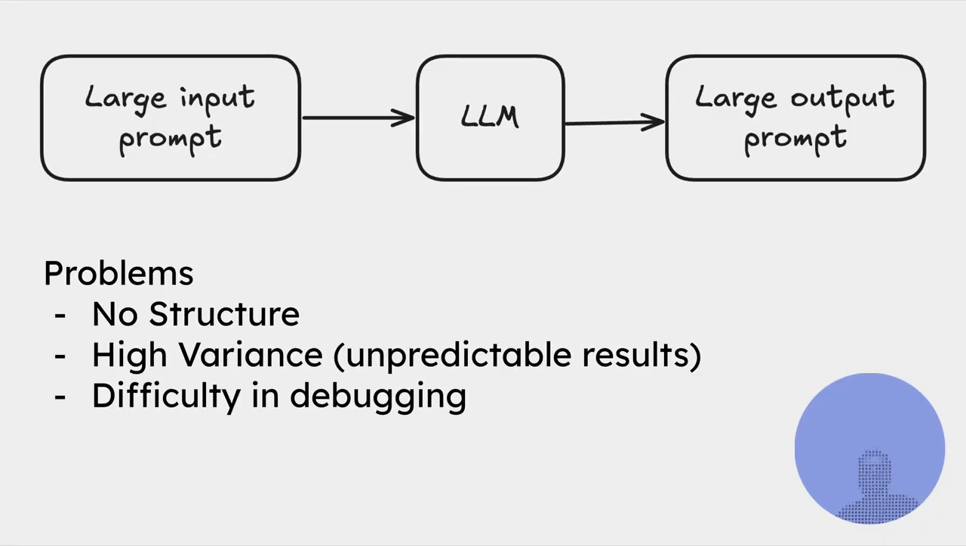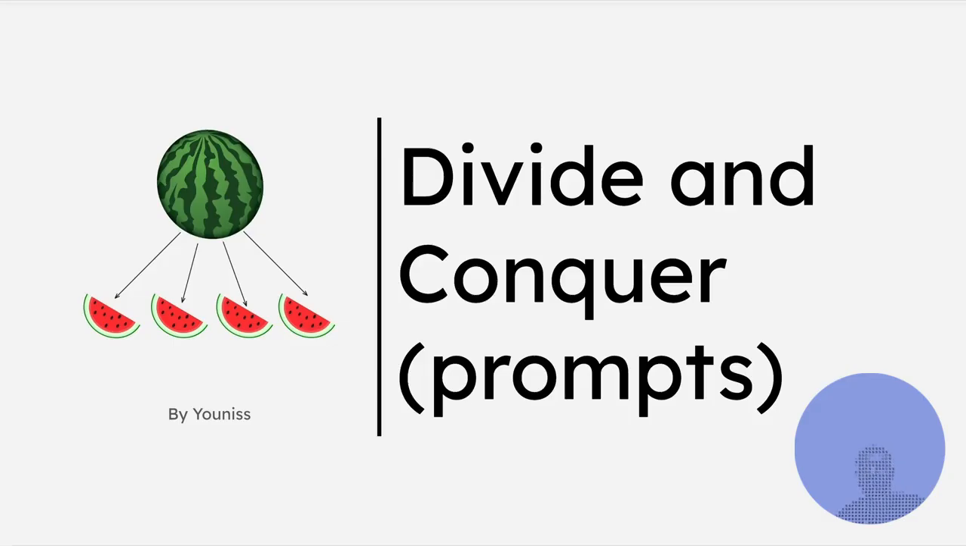The problems with this, which might not be completely obvious in the beginning, are that there's no structure in this whatsoever, and this actually produces a very high variance. So the output can be very drastically different depending on the input, and it is also very difficult to debug. To combat these issues, I'll quickly show you something that I would like to call divide and conquer prompts.